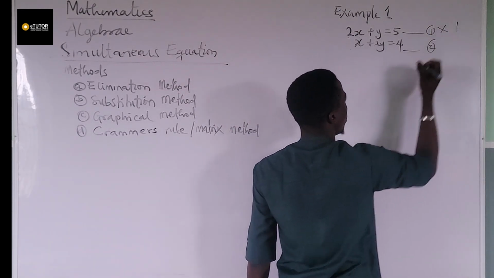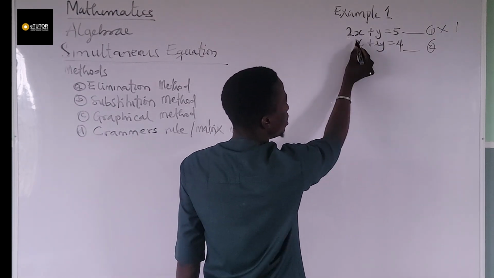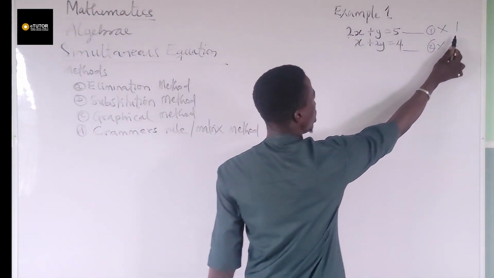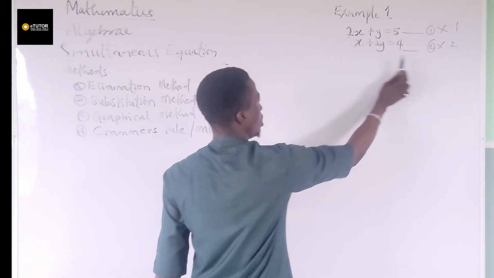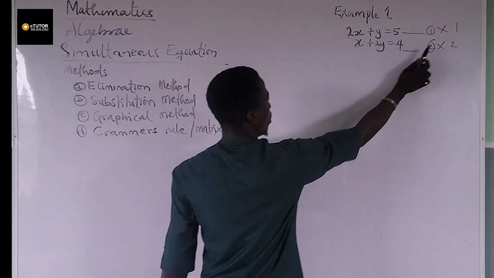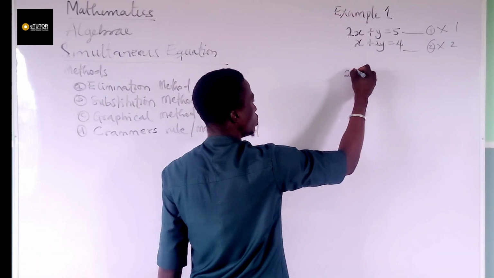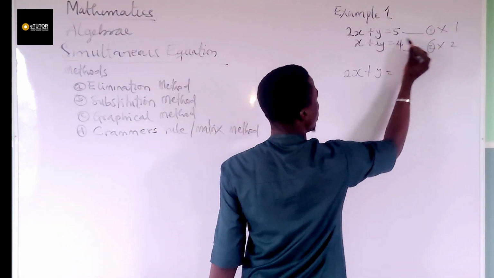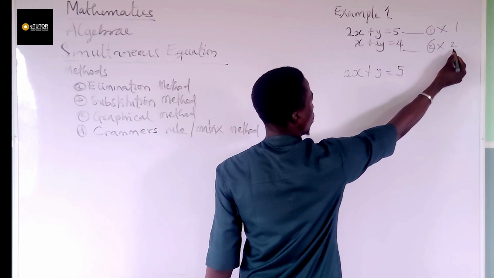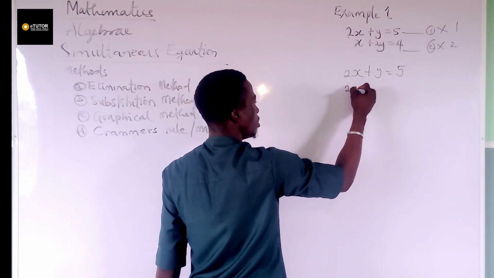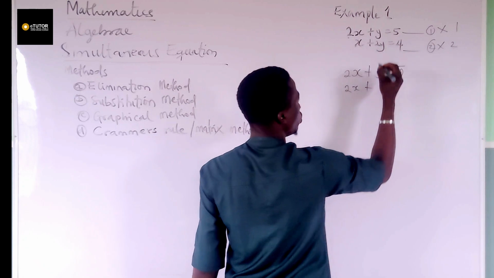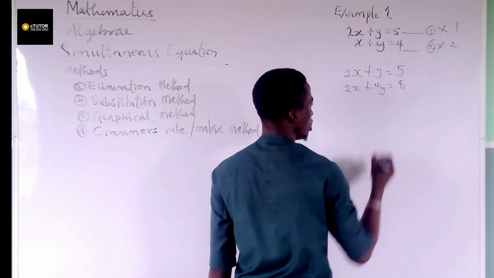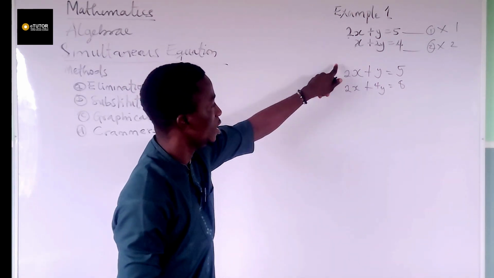That will be times 1. And you multiply the second equation by the coefficient of x in the first equation. That will be times 2. So this 1 will multiply everything in the first equation, while this 2 will multiply everything in the second equation. 1 times 2x gives 2x. 1 times y gives y, equals 1 times 5 gives just 5. In the second one, 2 times x gives 2x, and 2 times 2y gives 4y, equals 2 times 4, that gives 8. Now you can see we've made them equal.